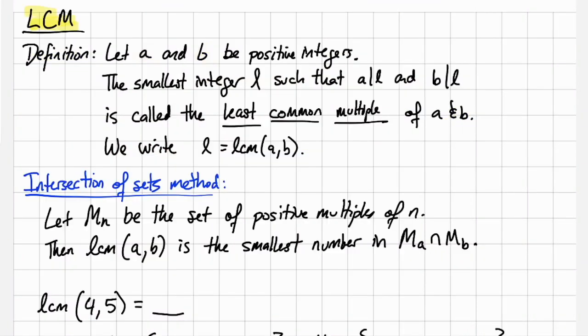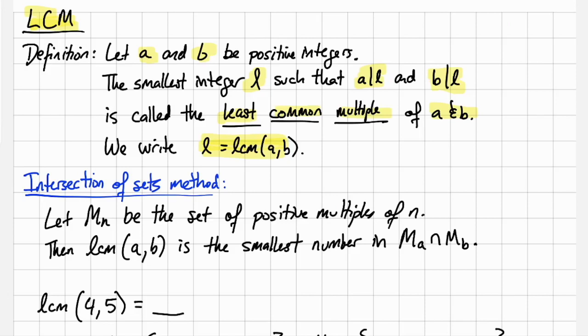We can also define the LCM of 2 numbers. Again, a definition for 2 positive integers, a and b. The smallest integer L, such that a divides L and b divides L, is called the least common multiple of a and b. And we write L = LCM(a, b).